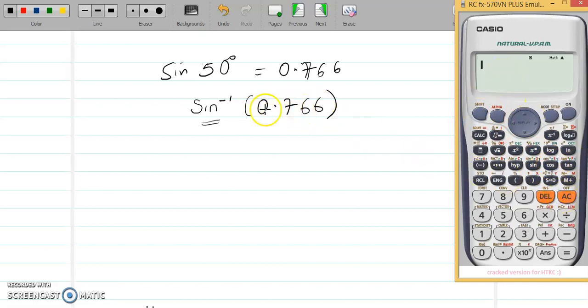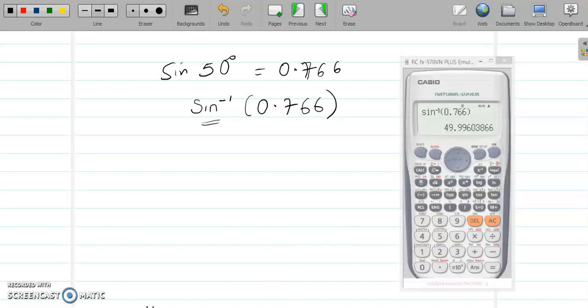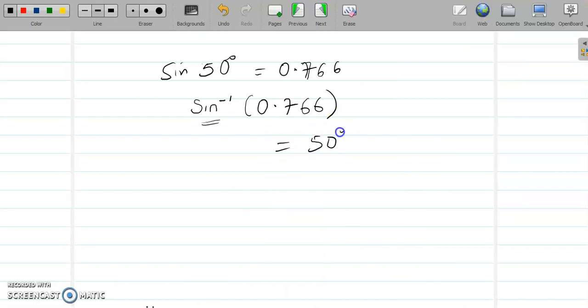Okay, for me to find the angle that has this sine, I press shift, sine, 0.766. That gives me what? 49.99, which approximately gives me 50. See that? So that gives me 50 degrees. So this is the angle that has this sine. This simply means we are looking for the inverse of it.